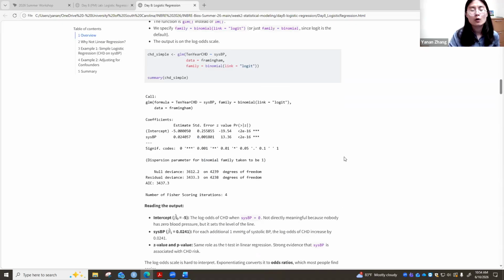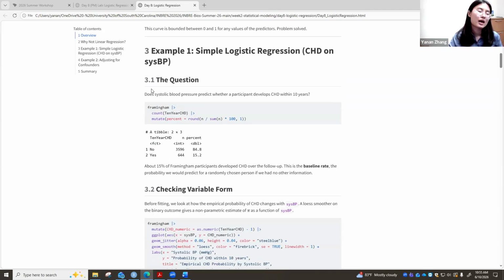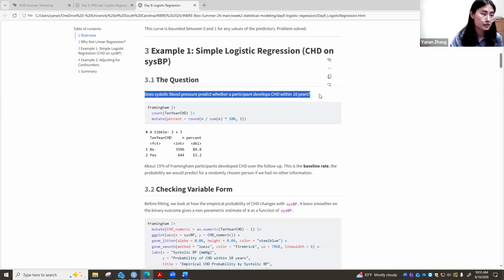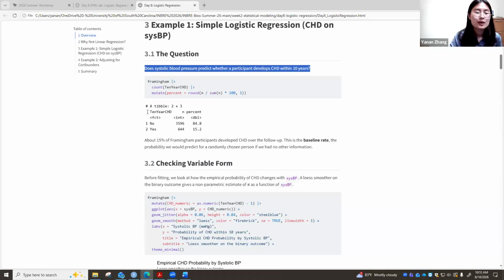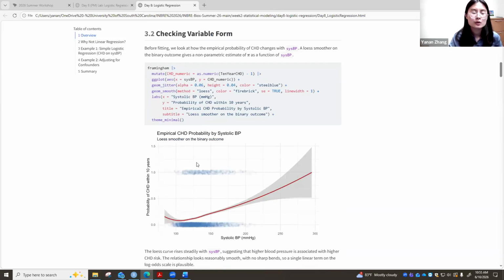So that is the whole process of fitting a logistic regression. Let's just quickly sum up, right? We start from the research question. From a research question, we need to know which is the outcome and which is the predictor. And then we want to know what's the overall or baseline probability, right? And then we want to look at what the data tell us.